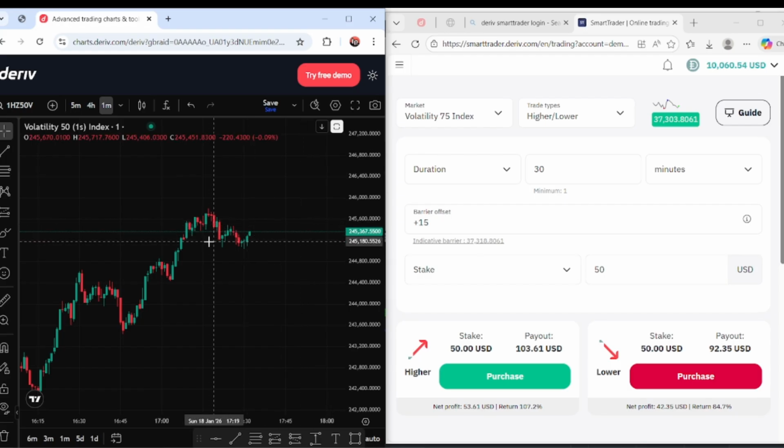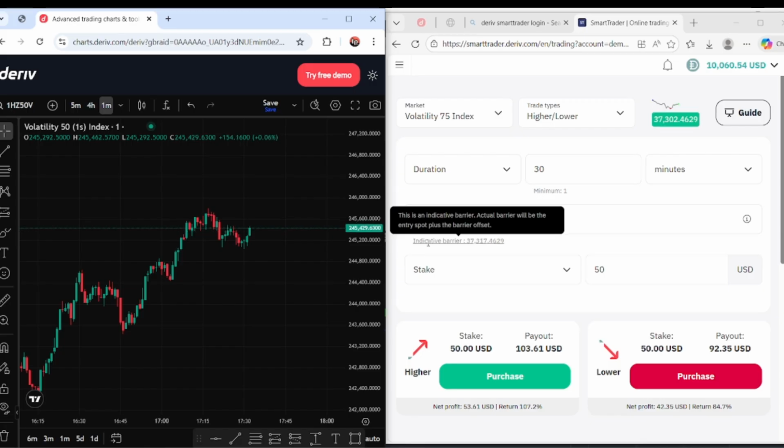So for you to set this up, you must make sure that you are trading Higher and Lower. A Higher or Lower contract means that you set your barrier offset in a way that, before your duration time ends, your contract should close above your barrier offset. And if you want to target a good barrier offset, you should be targeting a 1:1 risk to reward.